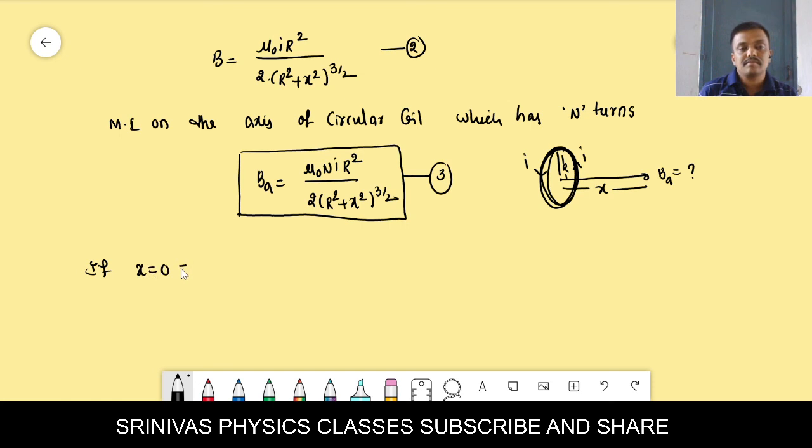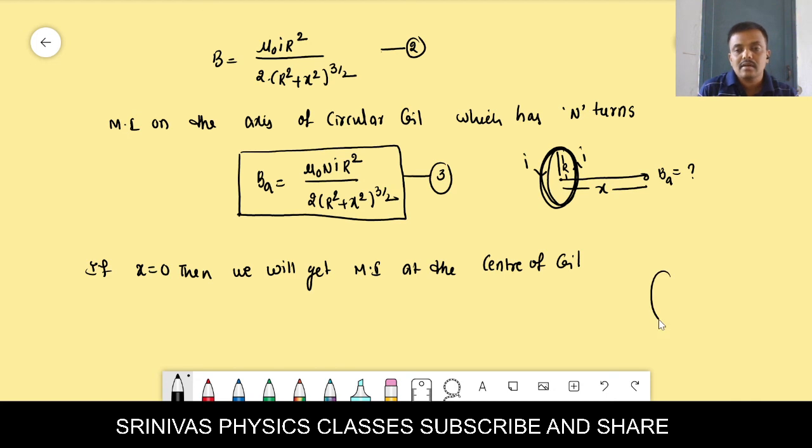then we will get the magnetic induction at the center of the coil. Now if you write x is equal to 0, then we will get the magnetic induction at the center. If x is 0, you will get the magnetic induction at the center. The magnetic induction at the center of the coil we derived yesterday only, right? Now what is that formula? Magnetic induction at the center, even if you write x equals 0 distance, you will get the magnetic induction at the center only.